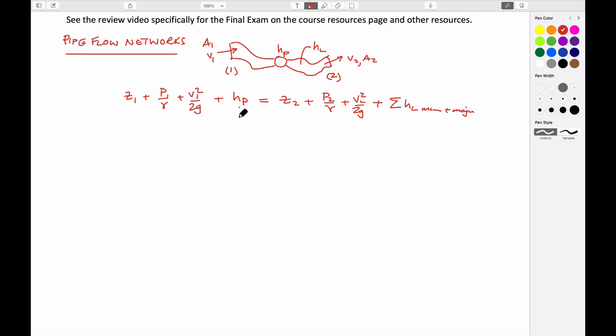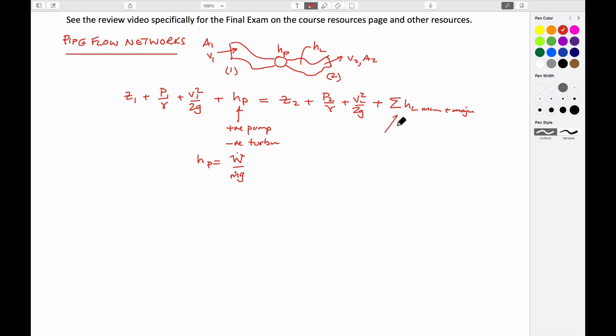And so the pump head is always positive if it's a pump. It's negative if it's a turbine. And we can always convert the magnitudes of the pump head to the power of the pump in watts divided by the mass flow rate times g. That's always the case. And if it's a turbine taking energy out of the system, it just ends up being a negative term in this.